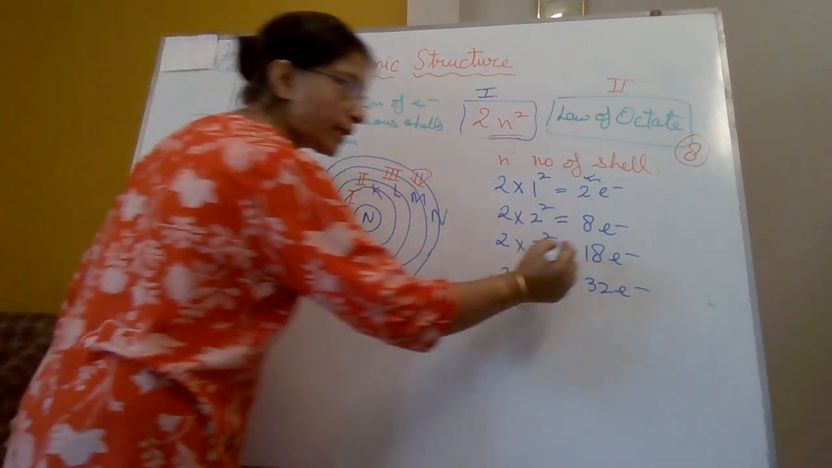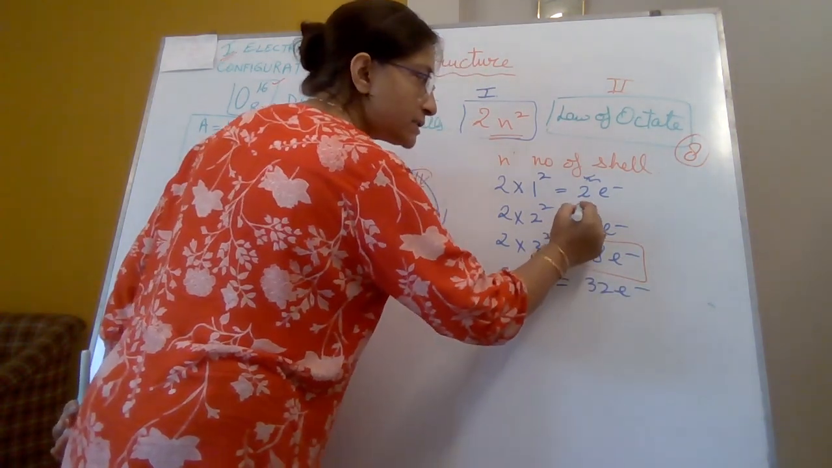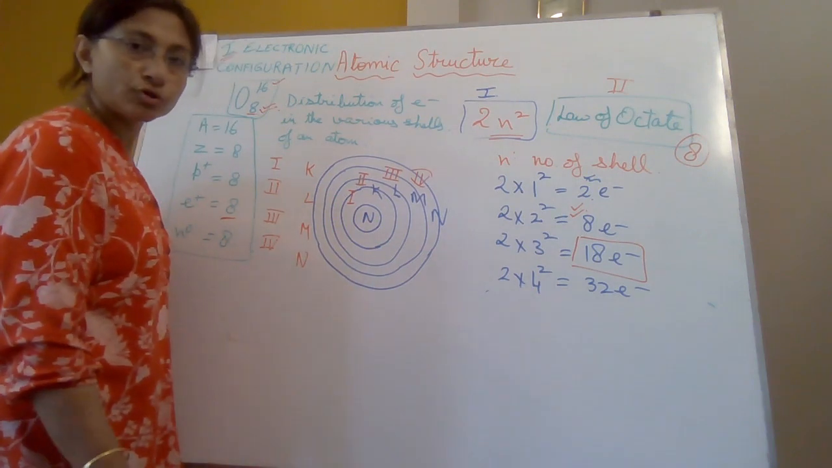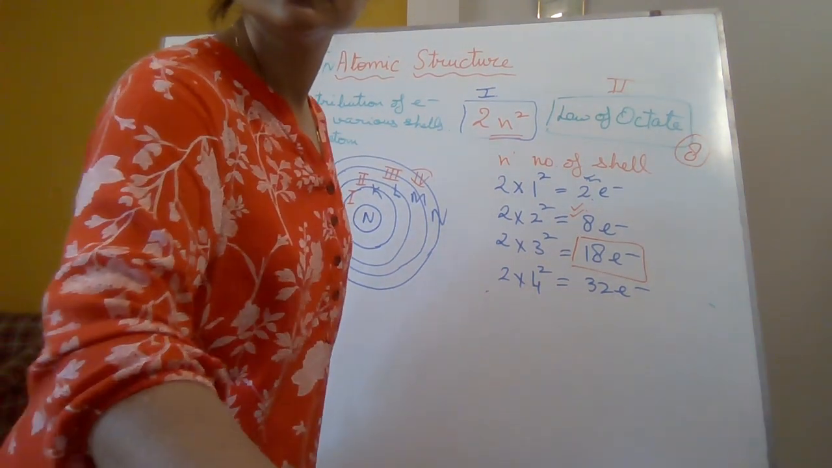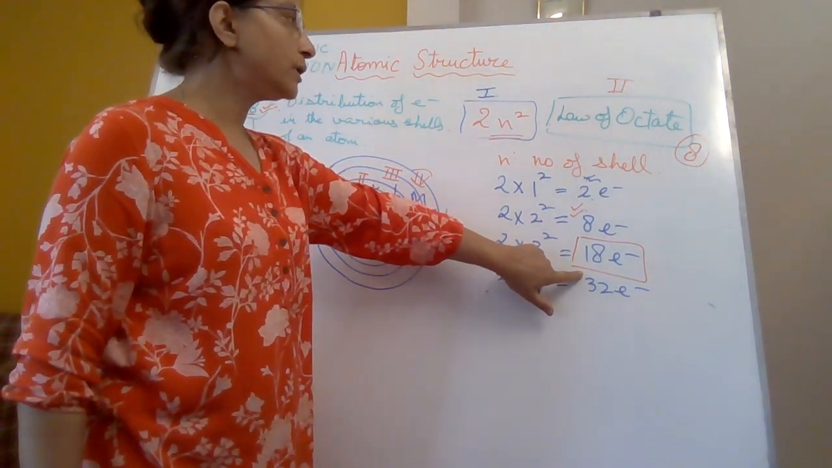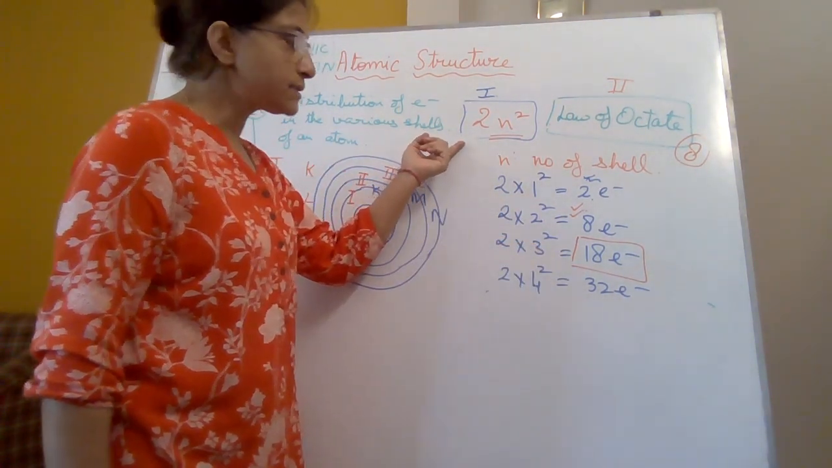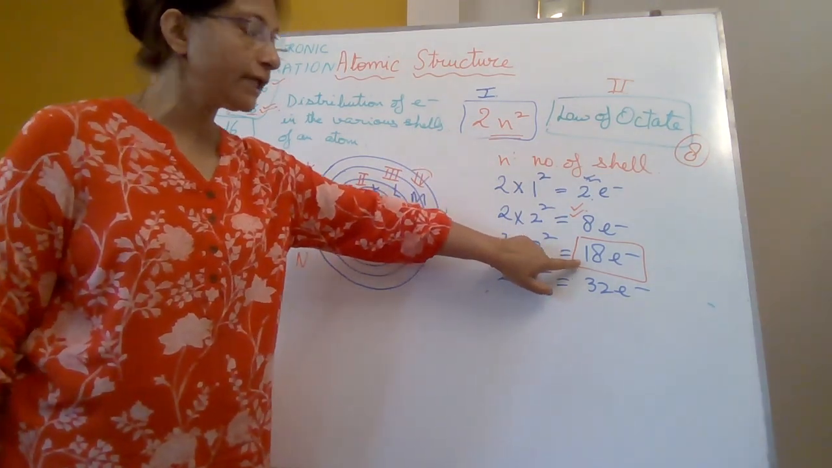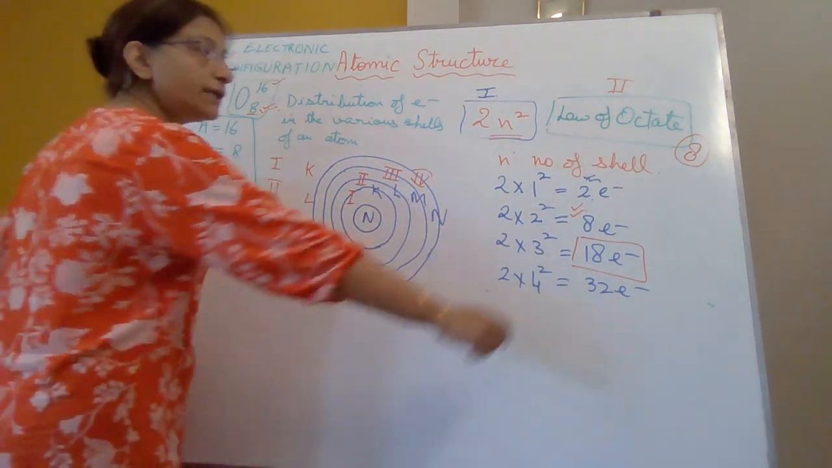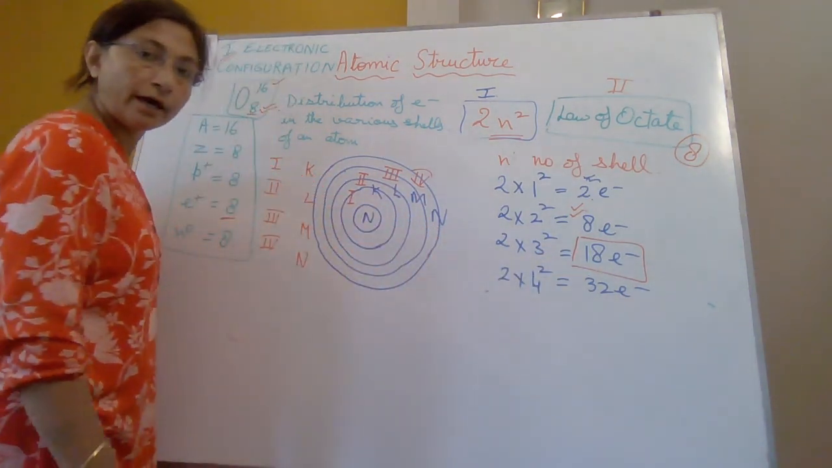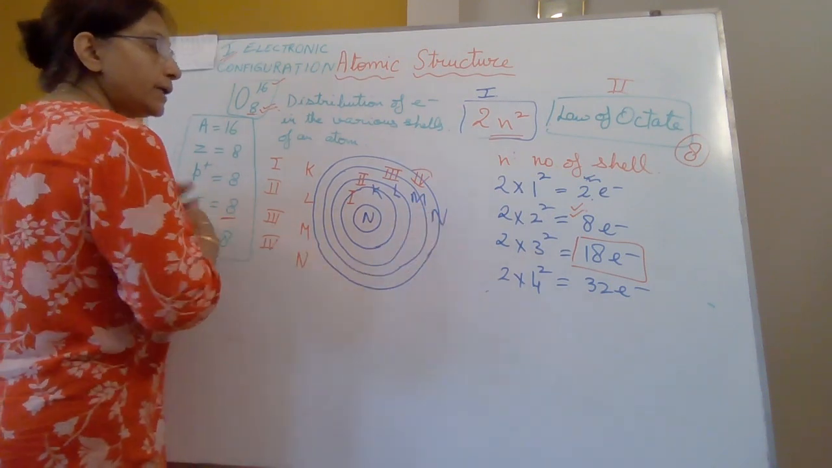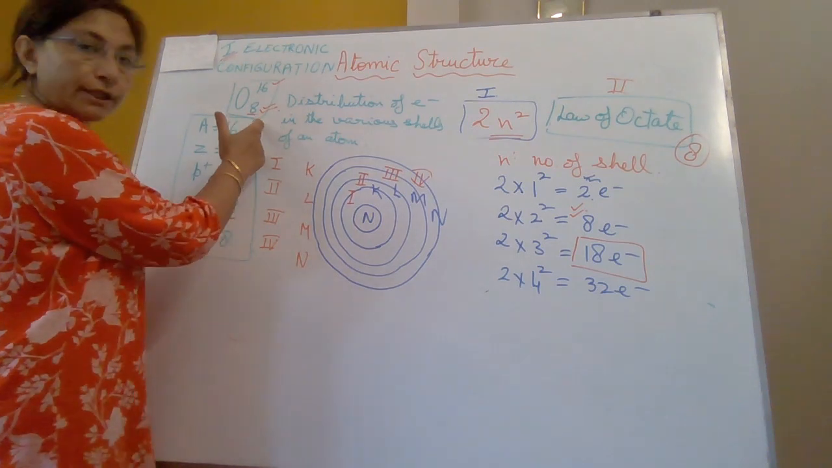Now let's have a question here. Up till this second shell, we have got 8 electrons, that is not an issue. Generally the students ask that if the 2n square rule says that the third shell can accommodate 18 electrons, then why is the law of octet saying that an atom can only have 8 electrons and not more than that? Basically, देखो एक configuration करके देखते हैं.